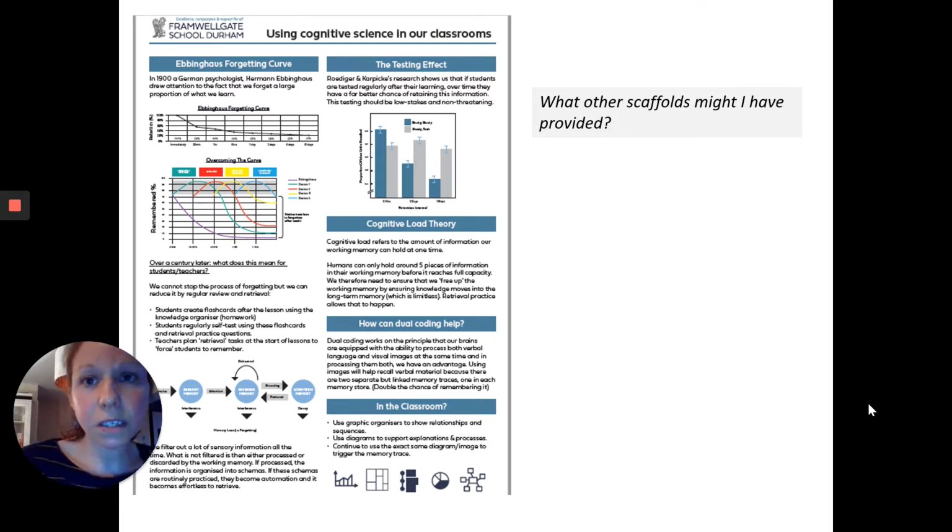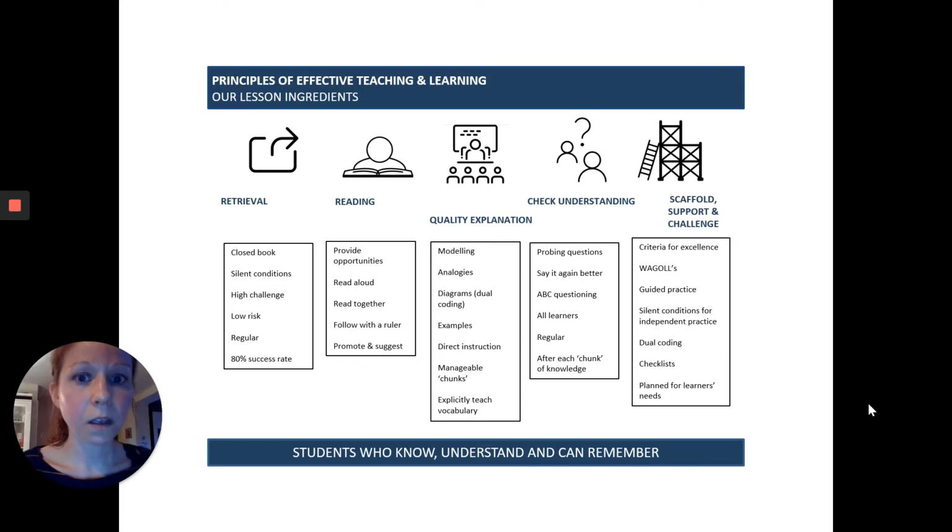But we just need to ask ourselves that question all the time, and I'll come back to it a bit later in the session. What scaffolds might we need to provide for who, and who won't need them, and how are we going to gradually remove them? So I kind of touch on scaffolding a bit in this session as well.